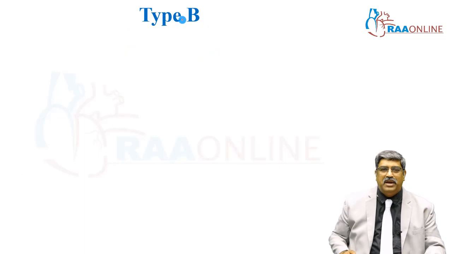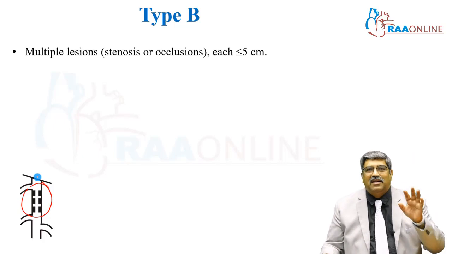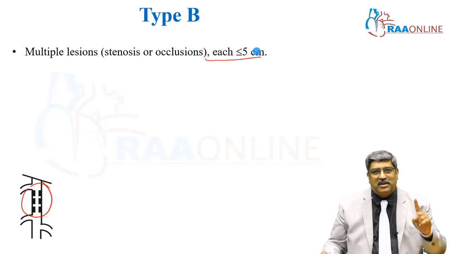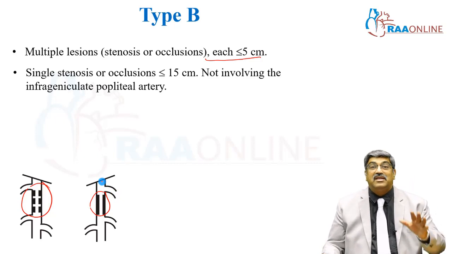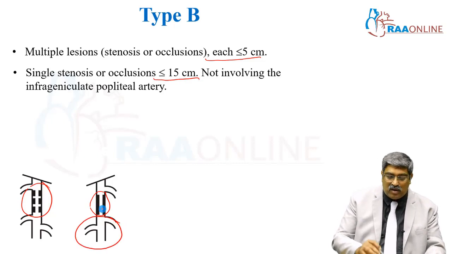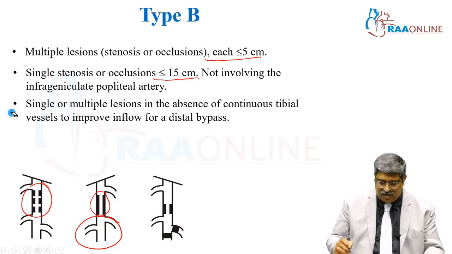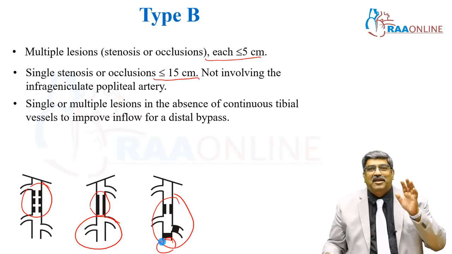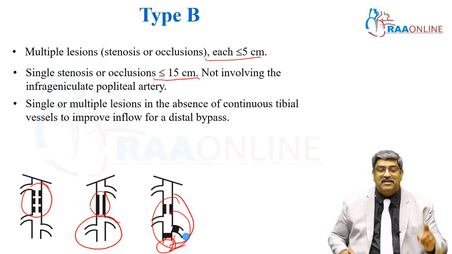Coming to Type B, here you have 5 different types of lesion. They can be multiple lesions which can be stenosis or occlusion, each less than 5 centimeter. That is one type. Or it can be a single stenosis or occlusion which is less than or equal to 15 centimeter, but it does not involve the infrageniculate popliteal artery. It can be a single or multiple lesion in the absence of continuous tibial vessels to improve the inflow for a distal bypass. That is the third type.